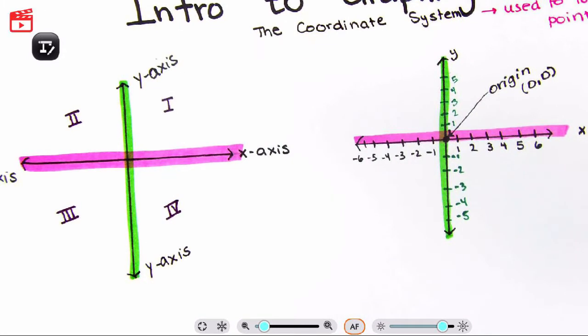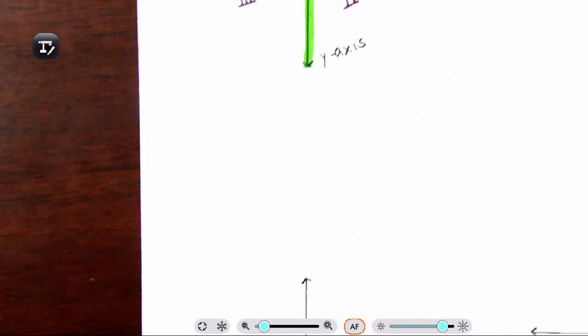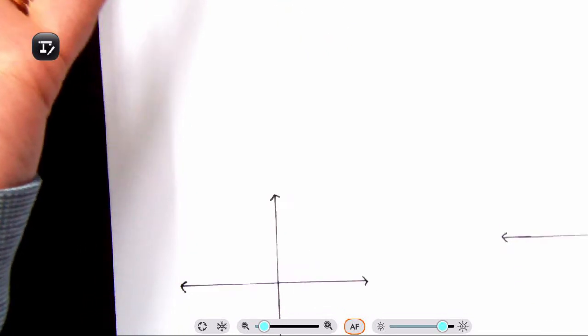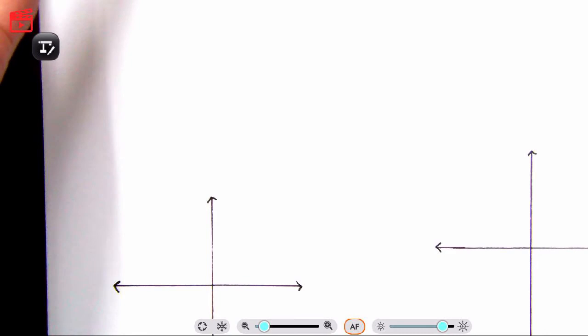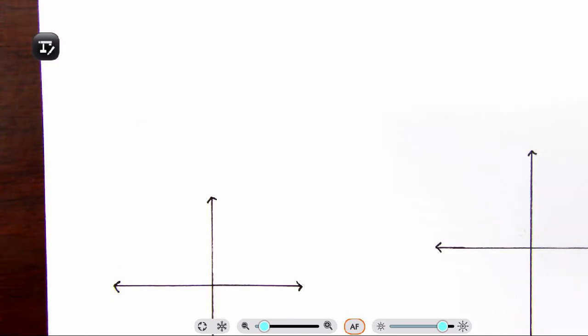All right, let's talk about the coordinate point. There it is. I'm just shifting my paper up.